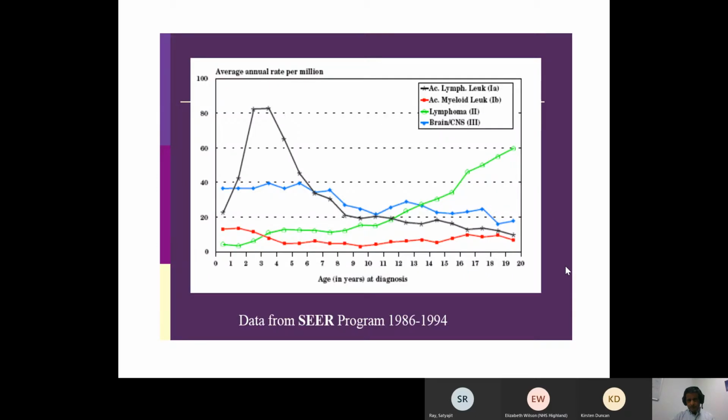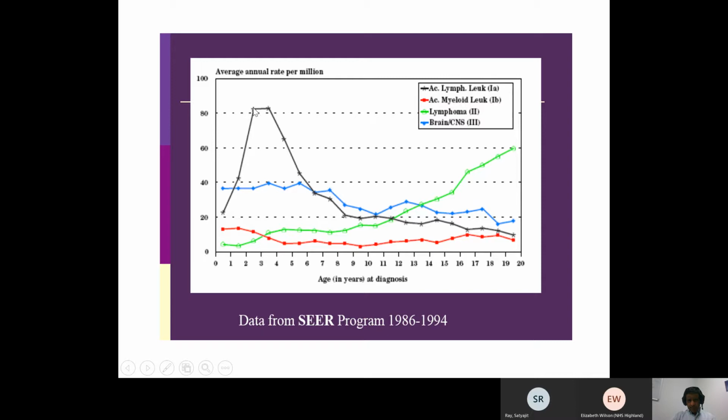So this is from the SEER program, the US Surveillance, Epidemiology, and End Results program. I've got an up-to-date slide in the next one. This shows the trend of different types of cancers in children. The blue one is the brain tumor. Incidence-wise, it's highest in the first 7 to 8 years of life, and then it declines gradually. By the age of 19-20, it's the lowest. Then it starts to rise again, and the second peak happens at 40 to 50 years of age.